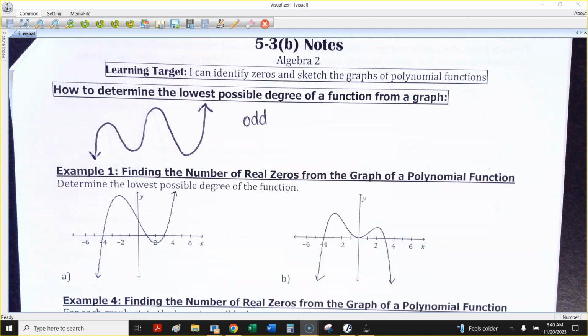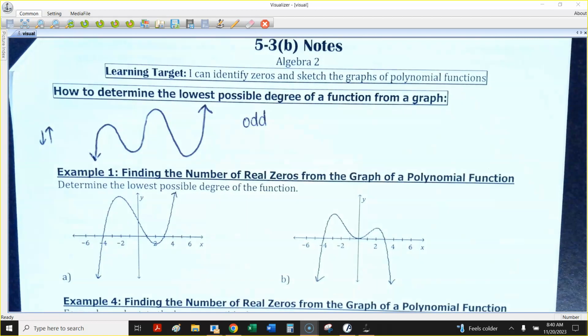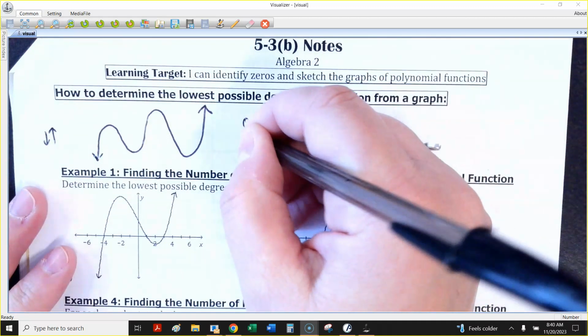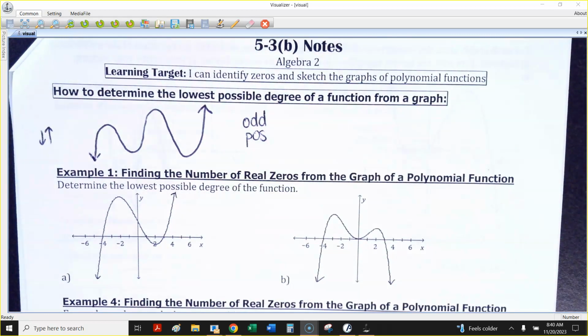Does anybody know if the leading coefficient would be positive or negative, just looking at the graph from the end behavior? Here the end behavior goes down at the beginning and up at the end. If you don't remember, this is positive, and here's how you can tell. Whatever is going on to the far right will tell you whether it's positive or negative. If it's going up to the far right, then it's positive. If it's going down to the far right, then it's going to have a negative leading coefficient. So this is positive and odd.